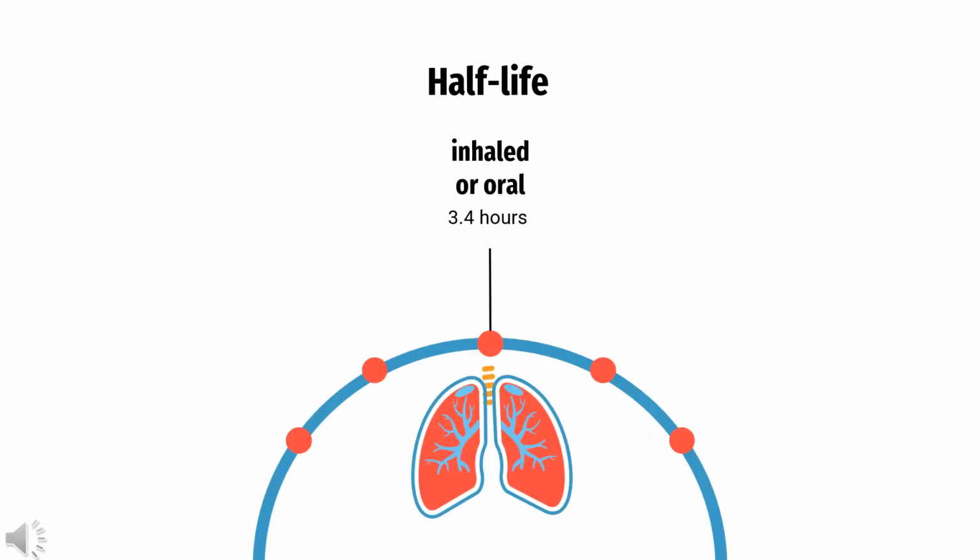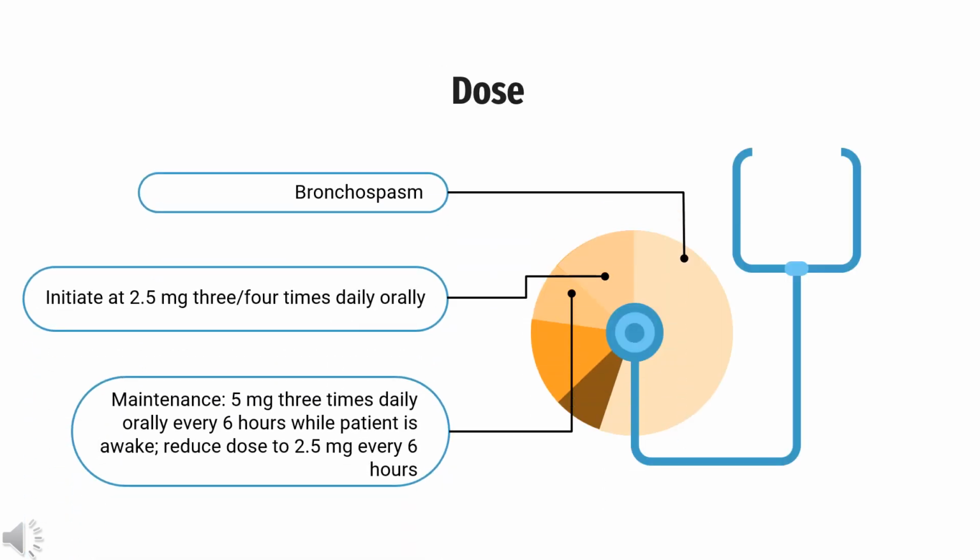Half-life. An oral dose of terbutaline has an elimination half-life of 3.4 hours, while a subcutaneous dose has an elimination half-life of 2.9 hours. Dose. Orally. Initiate at 2.5 mg 3 to 4 times daily orally. Maintenance, 5 mg 3 times daily orally every 6 hours while patient is awake, reduce dose to 2.5 mg every 6 hours. Not to exceed the daily maximum.